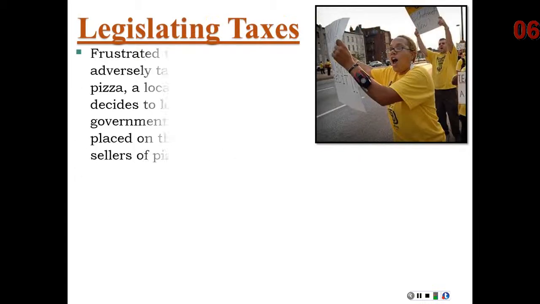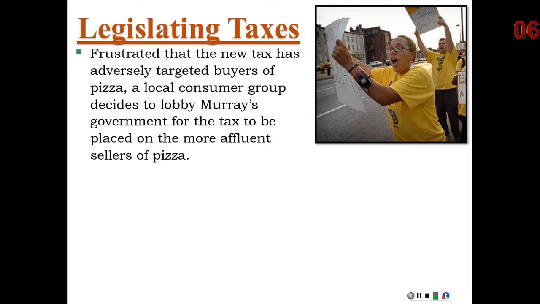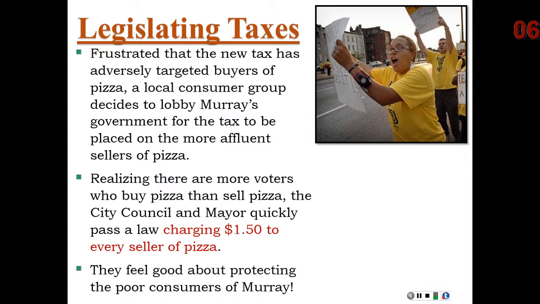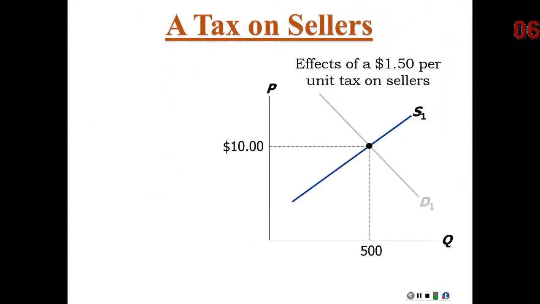Well, let's think about something. Frustrated that the new tax has adversely targeted buyers of pizza, a local consumer group decides to lobby the city government to get the tax to be levied on sellers instead of on buyers. And the city council quickly capitulates. They quickly switch the tax. They now want the sellers to have to send the money to the government rather than the buyers. They feel good about protecting the poor consumers of Murray.